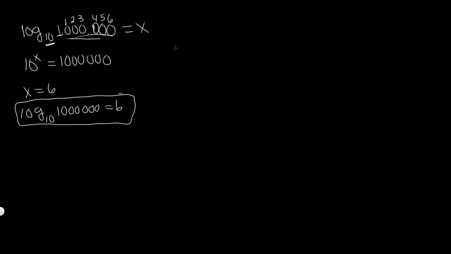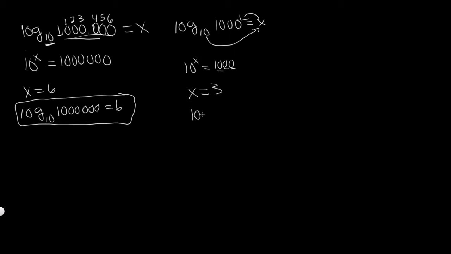I could show you another example just to make sure you guys understand it. We could say log base 10 of, we'll do a smaller number this time, 1000. We can set it equal to x, and then do 10 to the x power is equal to 1000. All you have to do is count the zeros. 1, 2, 3. There's 3 zeros. x is equal to 3. So log base 10 of 1000 is equal to 3.